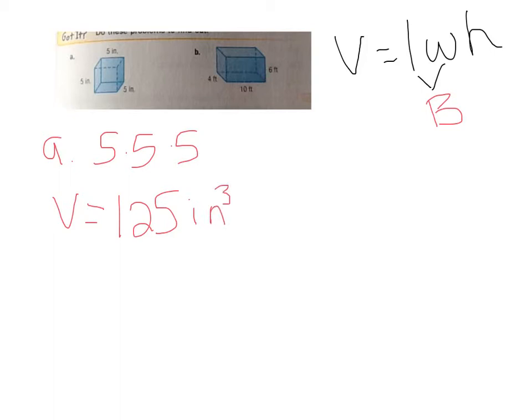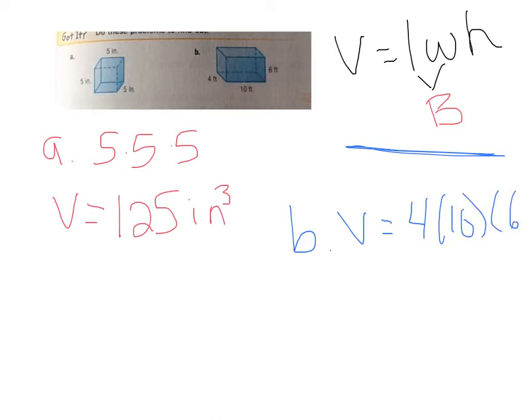Letter B is on the same page. Again, it's a rectangular prism, so I use my same formula up above. So when I plug in for B, my length times width is 4 times 10. My height is 6. So I'm going to multiply all those together. Well, 4 times 10 times 6 gets me 240. So volume equals 240, and that is feet cubed. Remember, cubed is that little 3 above my label.